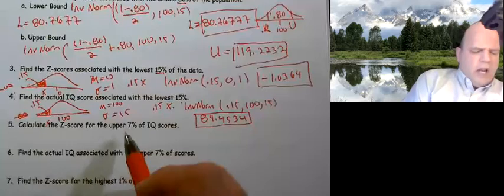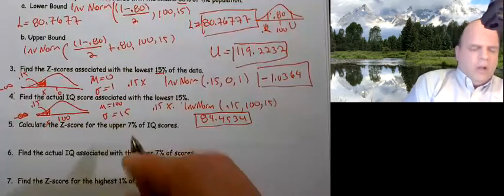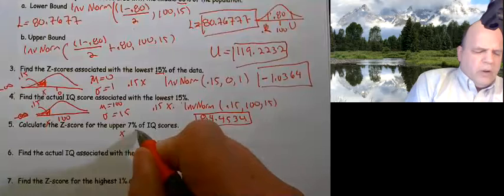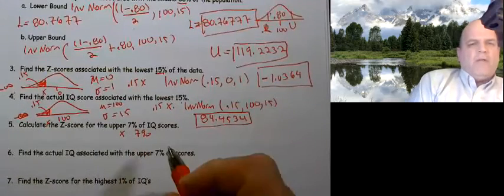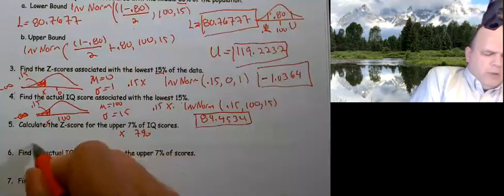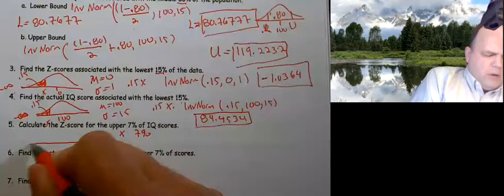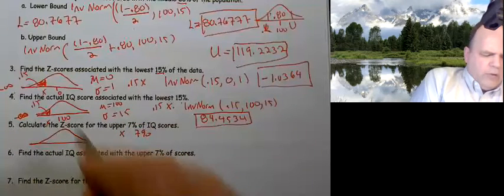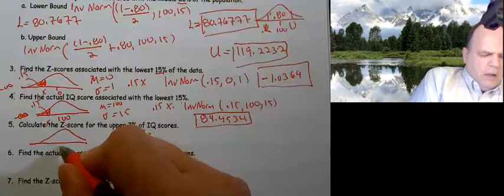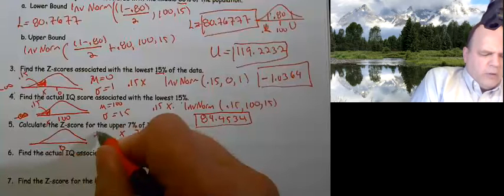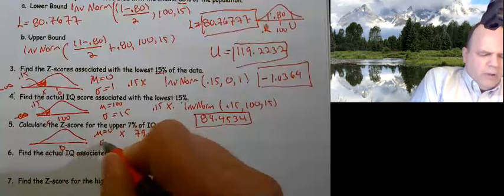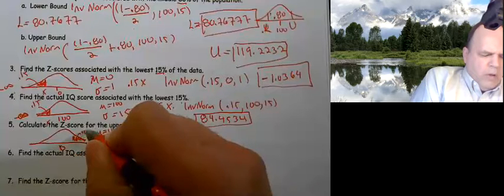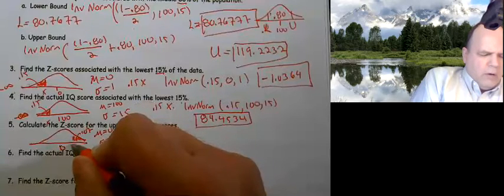The next one says calculate the upper 7%. All right, so I draw an X and 7% is on the right. That means I'm shading from the right. And we're looking for a z-score. So mean is going to be 0 because it's a z-score. Mean is 0, standard deviation of 1. And we're looking for this value right here.